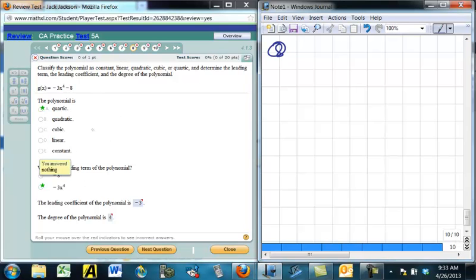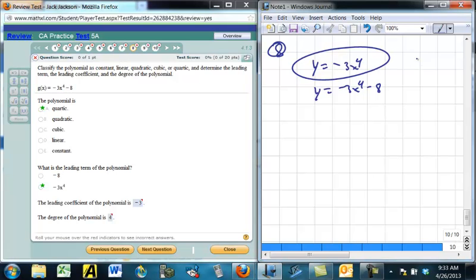What's the leading term? That's going to be the whole term that has the biggest power. So this was negative 3x to the 4th. And in fact, if you graph y equals negative 3x to the 4th, and you graph y equals negative 3x to the 4th minus 8, any polynomial that starts with this and then has other terms, this power function here will describe the end behavior.